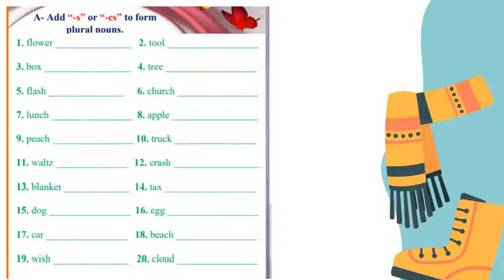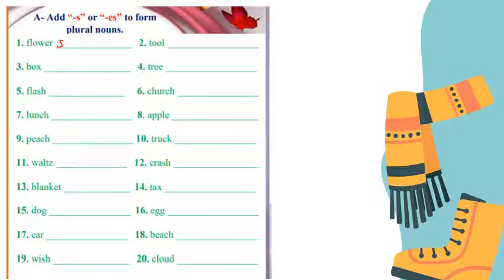Now let's practice a little bit in order to master more of what we have explained. Add s or es to form plural nouns. These exercises are found in your ISI booklet. Okay, guys? So let's start. Flower, flowers. We have to add only s. Okay? You are supposed to rewrite the whole word.